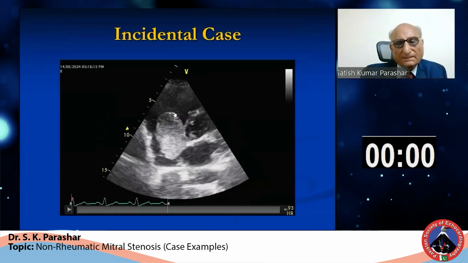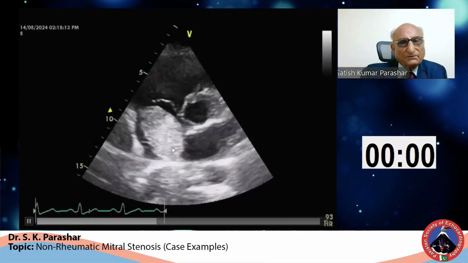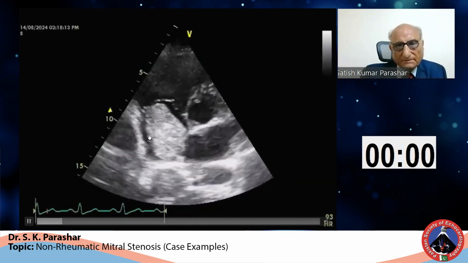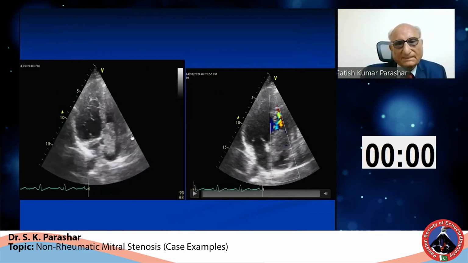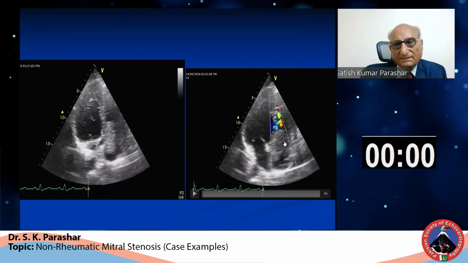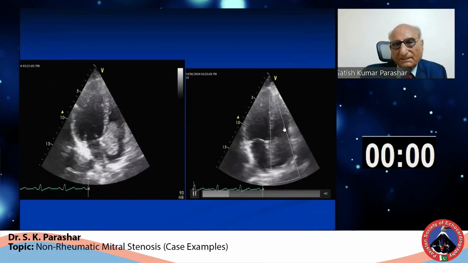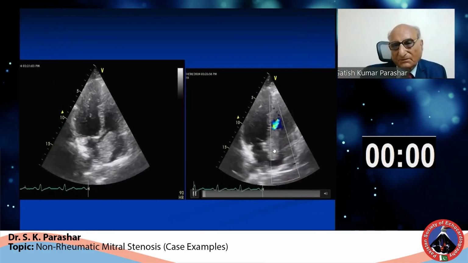Now, this is not related to the present talk, but incidentally a few days back we saw this case of a right atrial myxoma. You can see it here; I keep my LV on the left side, so you see the right atrial myxoma, and it was obstructing the tricuspid valve, thereby producing a tricuspid stenosis, which will disappear after removal of the tumor.